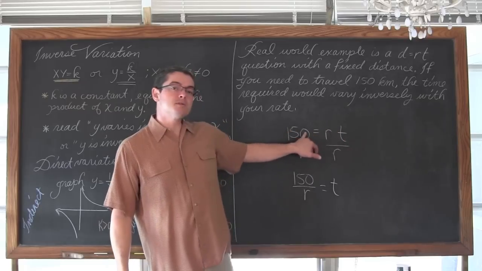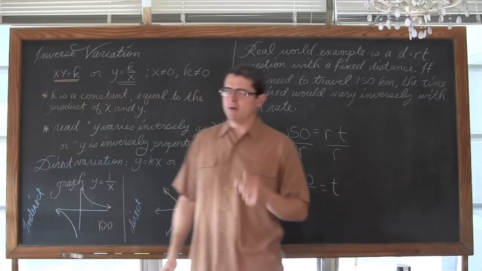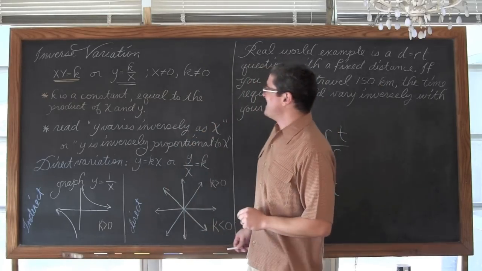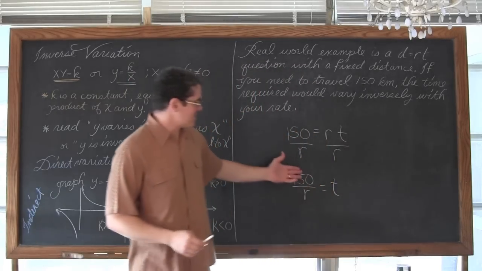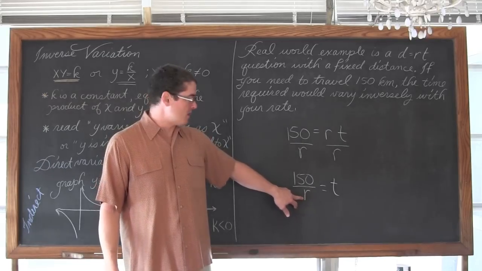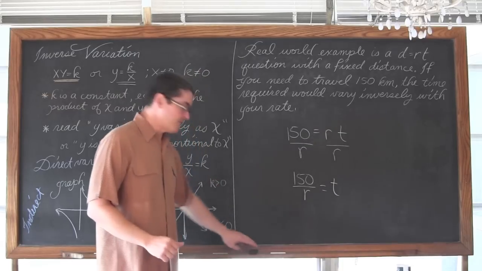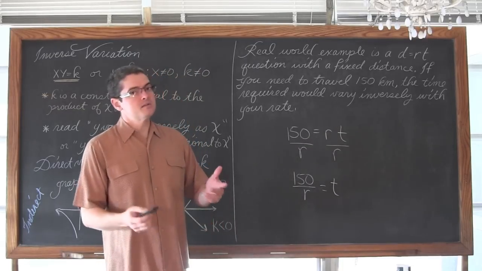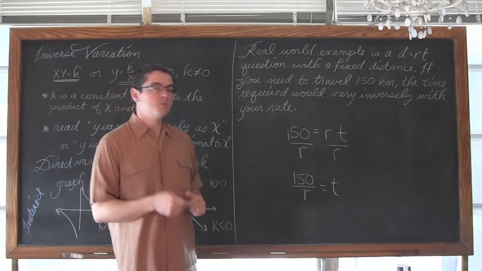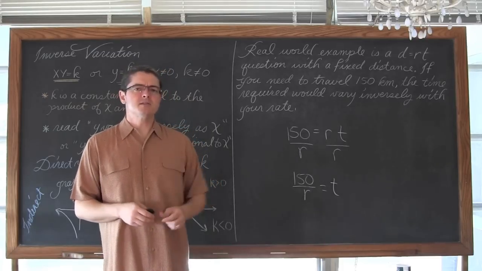Rate times time is equal to that constant distance that we need to travel, 150 miles or kilometers. Yeah, kilometers. And y equals k over x. We can solve that for t and have time in terms of the rate at which you're driving. It's time equals a constant over a rate. Again, this validates that distance equals rate times time, when distance is fixed, is an inverse relationship. R and t would be inversely related to each other. Let's get to some examples.